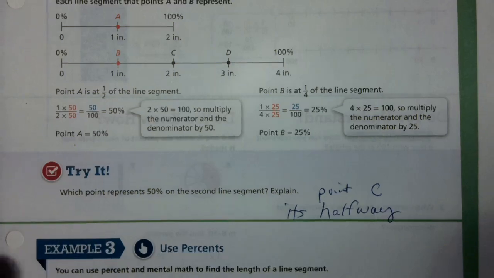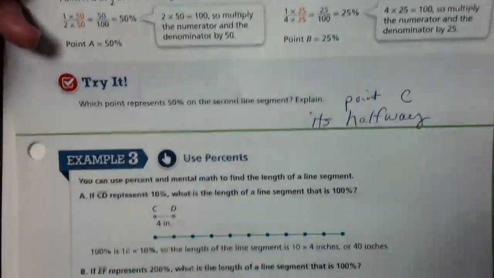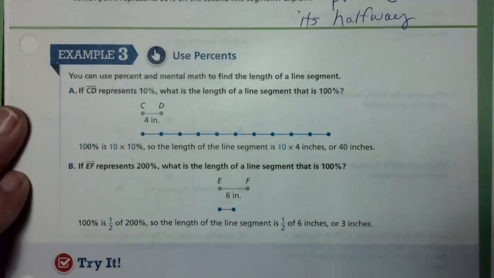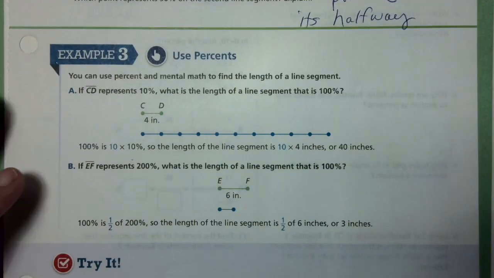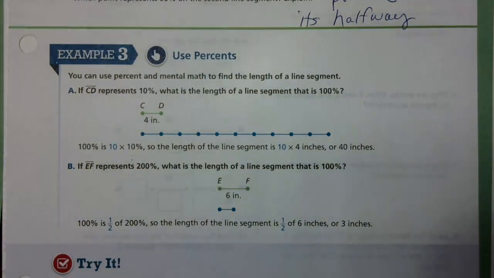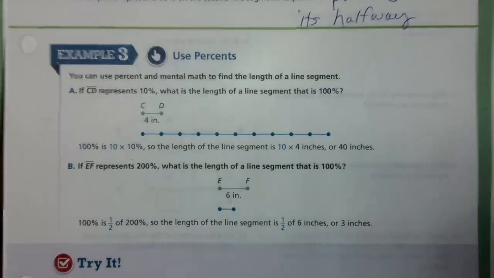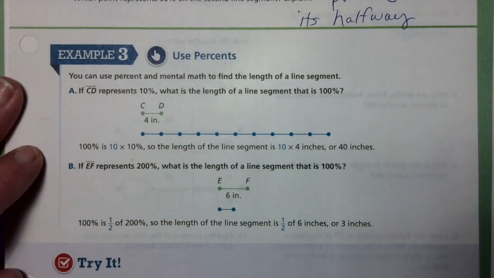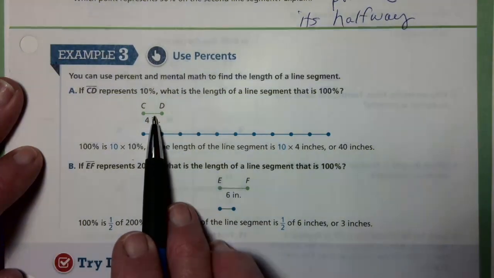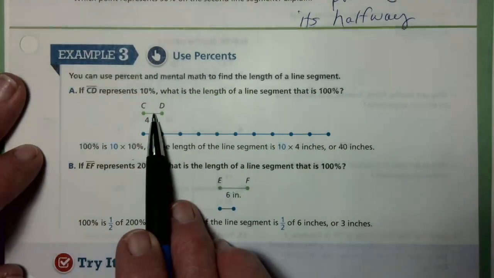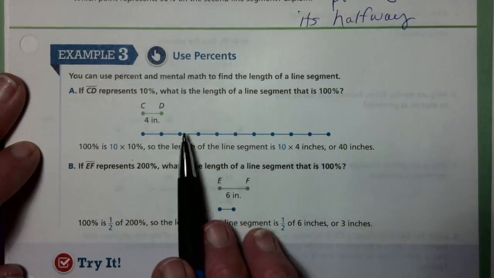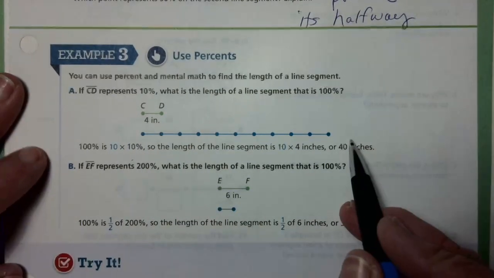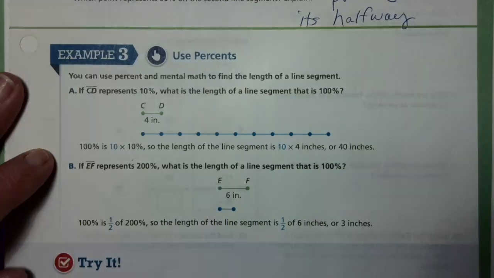Okay, let's go to example 3. Use percents. You can use percent in mental math to find the length of a line segment. If CD represents 10%, what is the length of a line segment that is 100%? So let's see, this is 10%. So there would be 10 of these in 100%. Let's see, 1, 2, 3, 4, 5, 6, 7, 8, 9, 10. Okay, so there's 10 of these right here, and each little piece is 4 inches.